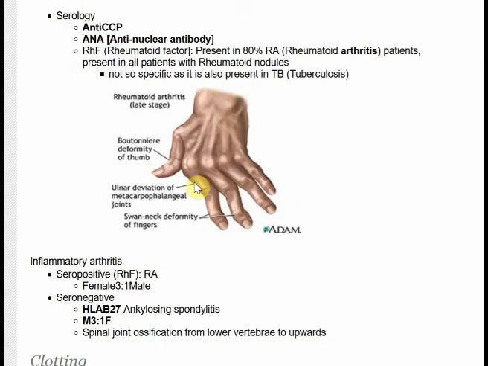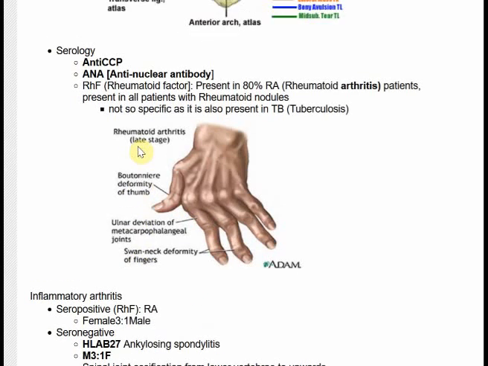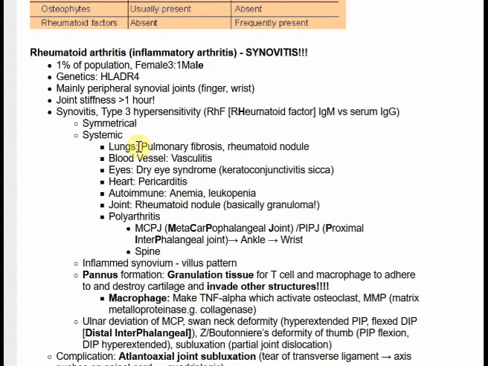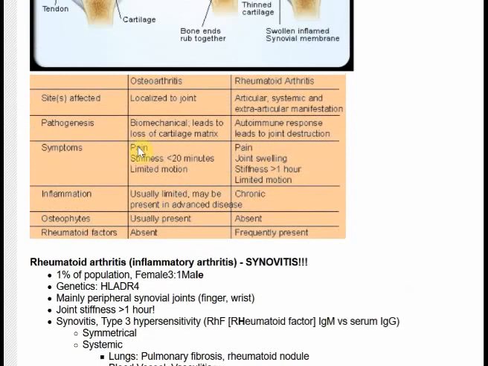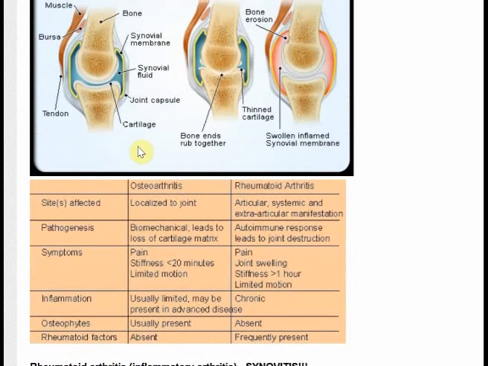Swan neck deformity is basically where you have flexion of the DIP, hyperextension of the DIP. So swan neck, ulnar deviation, Boutonniere deformity. Those are the three key findings that you'll observe in late stage rheumatoid arthritis. Okay, so I think we've gone through the main key points. Let's just quickly try and summarize.